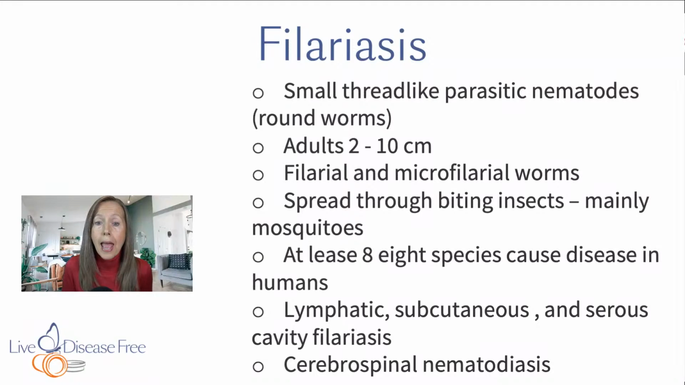Because they're small, there can be adults, but there can also be microfilarial worms, or that's the larva, that's the immature form. They would be smaller than the 2 to 10 centimeters. So we'll talk about both today. They're all different parts of the same life cycle of the same worm.